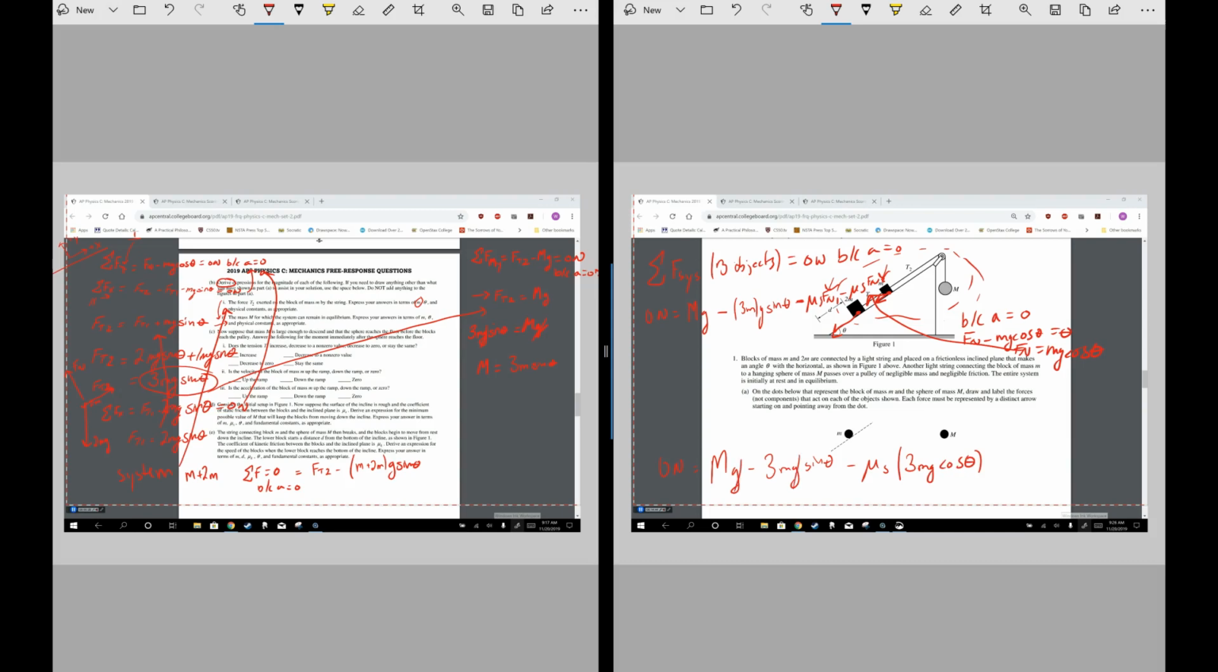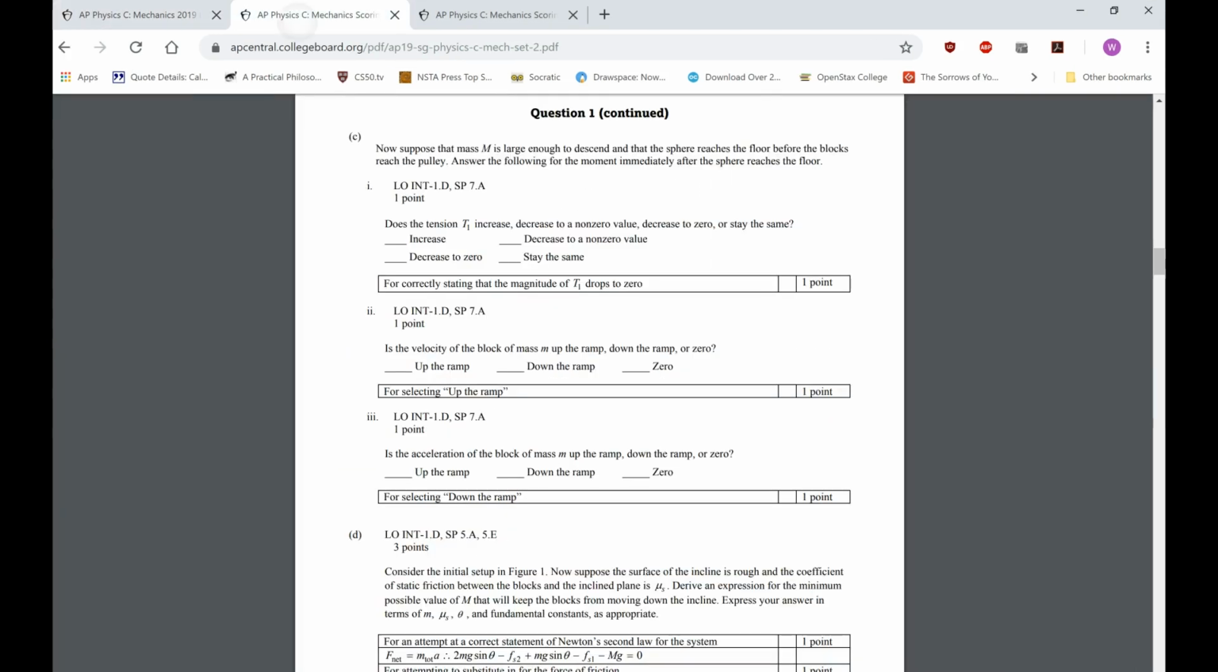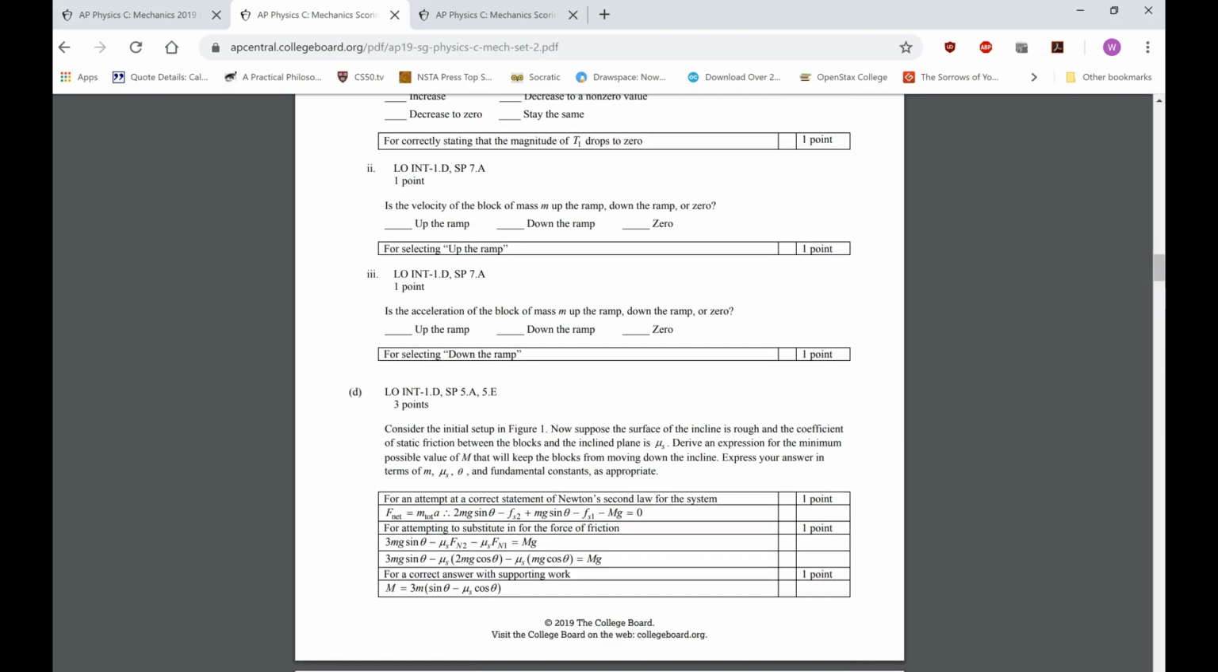So the common factor of g can go away. I need to move the m to the other side. And now M equals 3m sine theta plus 3m μs cosine theta. And that's our extra piece there. So that is worth 3 points, but man, this problem is just long. You can see that just because this video takes longer than the others.